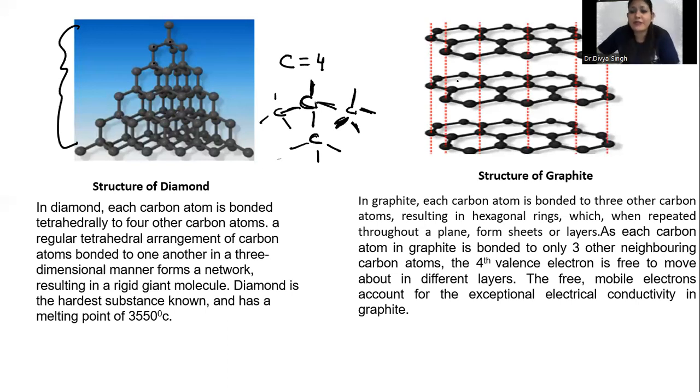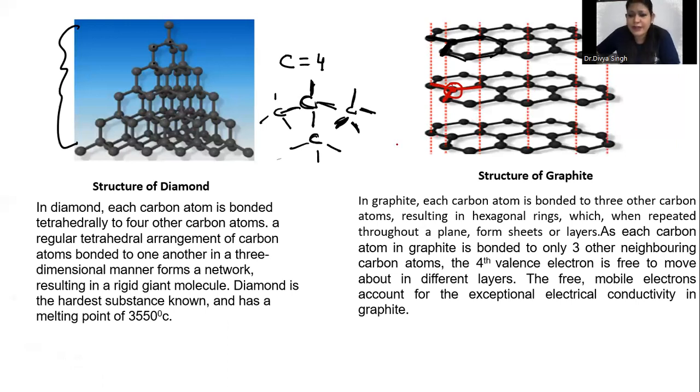Diamond is a non-conductor, but what happens in graphite? We see there is a hexagonal shape instead of tetrahedral. That means each carbon atom is bonded to 3 atoms. This is one carbon, it is attached to this carbon and this carbon. This is one carbon, this is a second carbon. See, one carbon is attached to 3 carbons, forming a hexagonal shape.